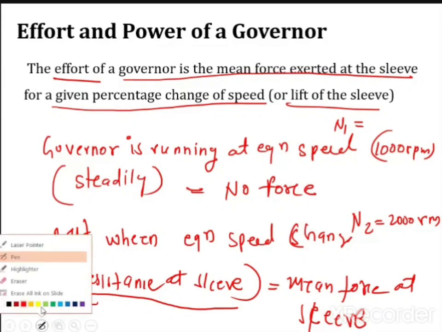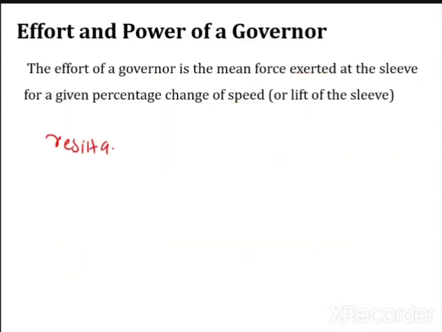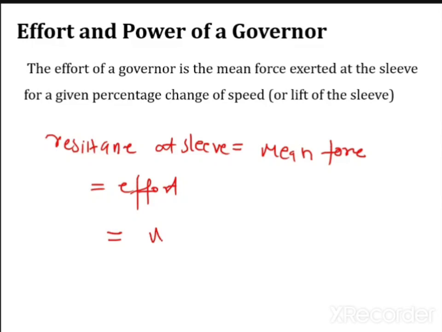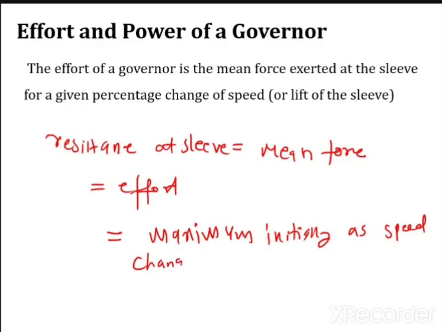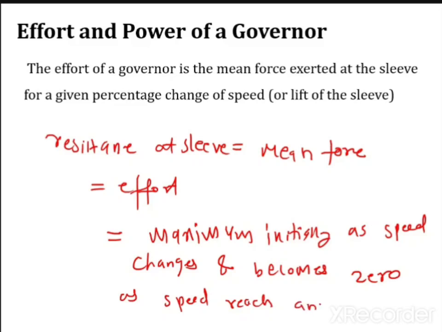Is it clear? And one more point you have to understand: this resistance at the sleeve, which is nothing but the mean force, which is nothing but the effort, is equal to maximum initially when speed changes. मग तो maximum कधी असणार आहे? It will be maximum initially as speed changes and becomes zero as speed reaches another equilibrium speed, or the governor reaches another equilibrium position.